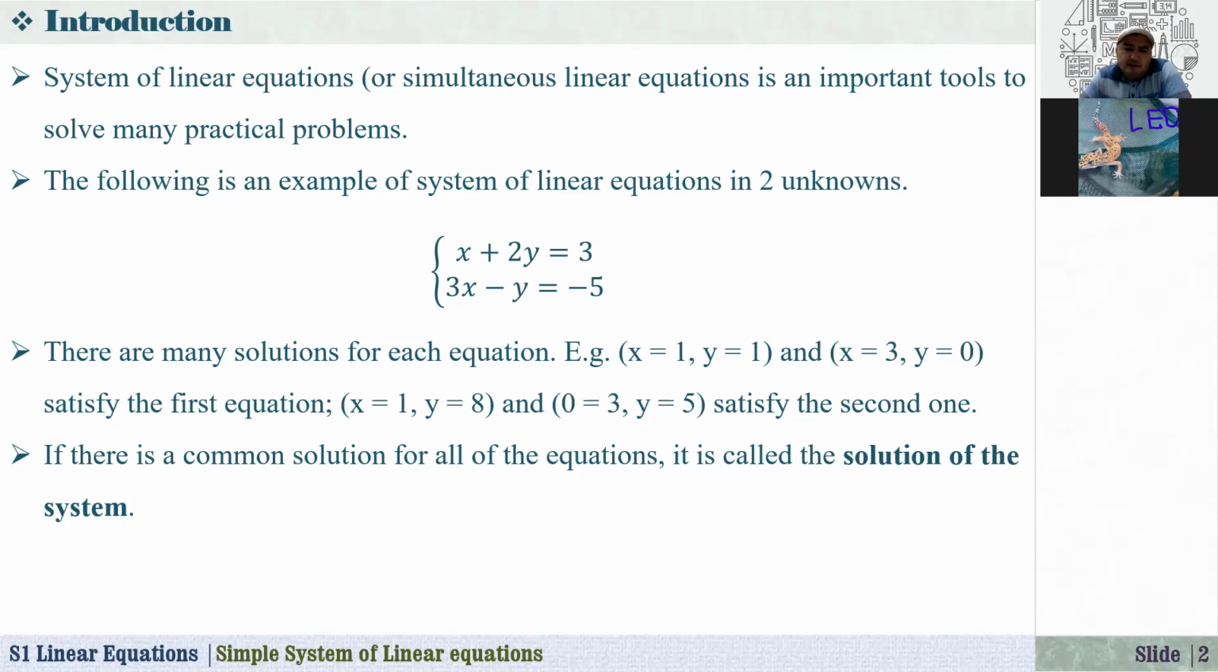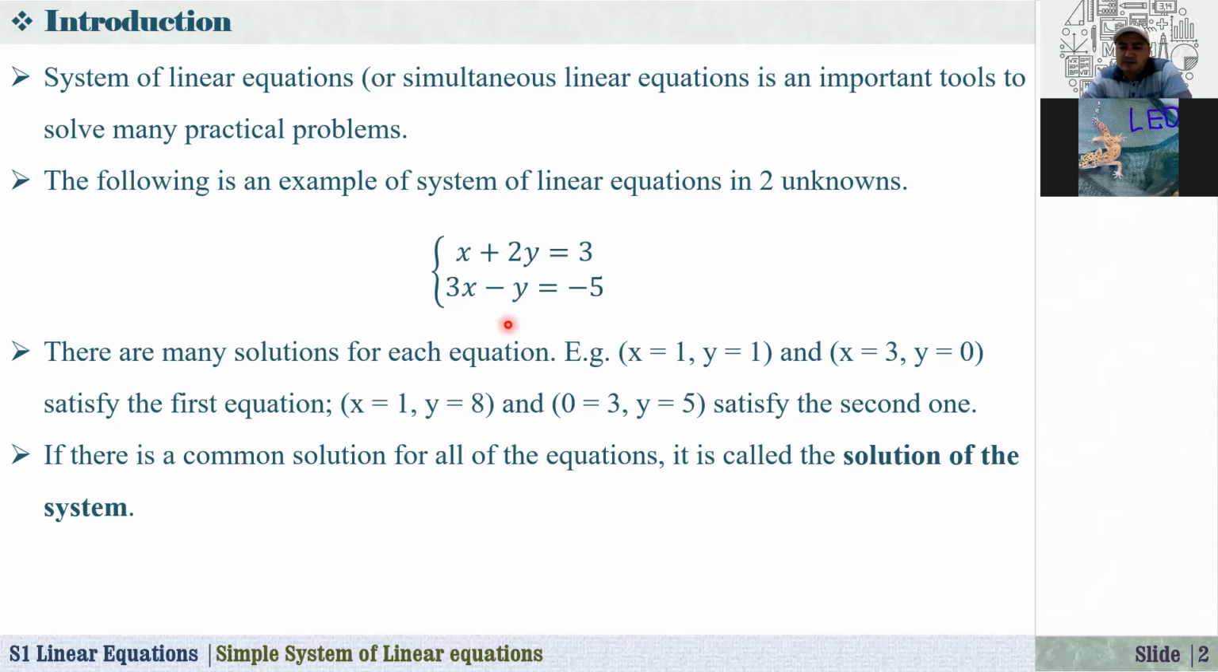So for example, if you look at this example, here we have x plus 2y is equal to 3. As you see, x plus 2y is equal to 3 is a linear equation in 2 variables. x is the first variable, y is the second variable. And the second equation, 3x minus y equals -5, is also a linear equation in 2 variables.